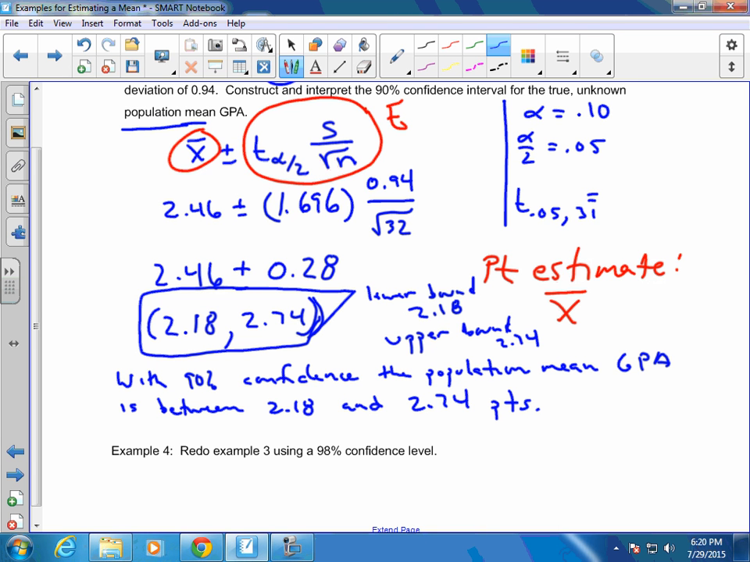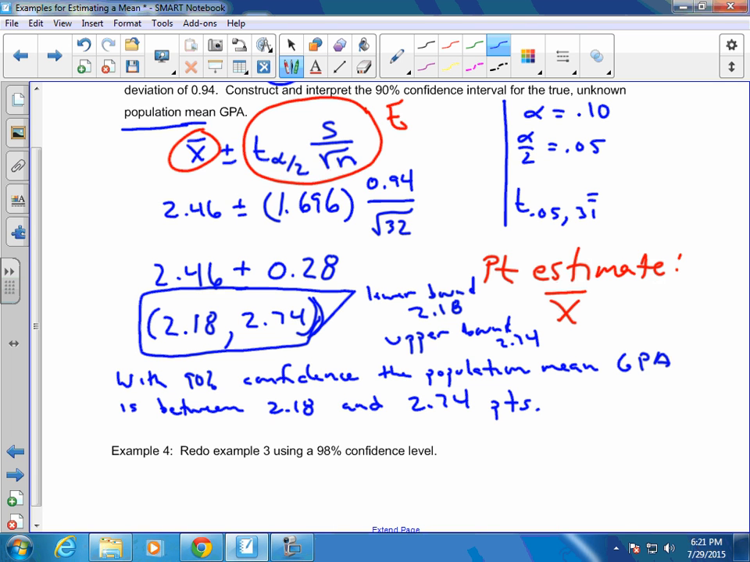Typically, you want to put the unit, so if this is a measurement of length, we need to put whether it's measuring in feet, miles, or centimeters, or whatever. So here, you'd probably get away without the unit, because GPA is sort of its own unit, but I'm going to say, with 90% confidence, the population mean GPA is between 2.18 and 2.74 points.